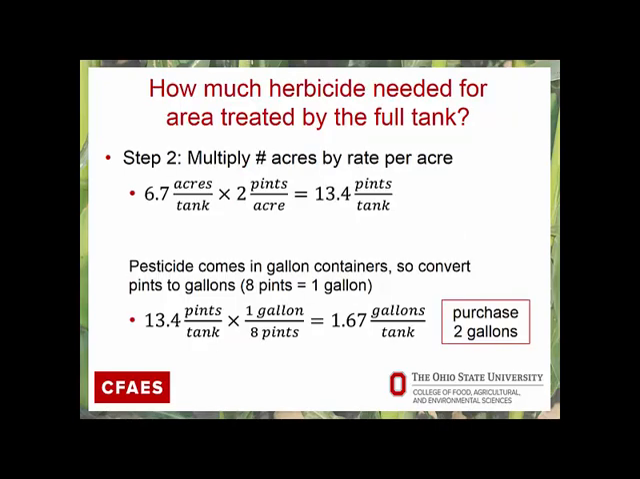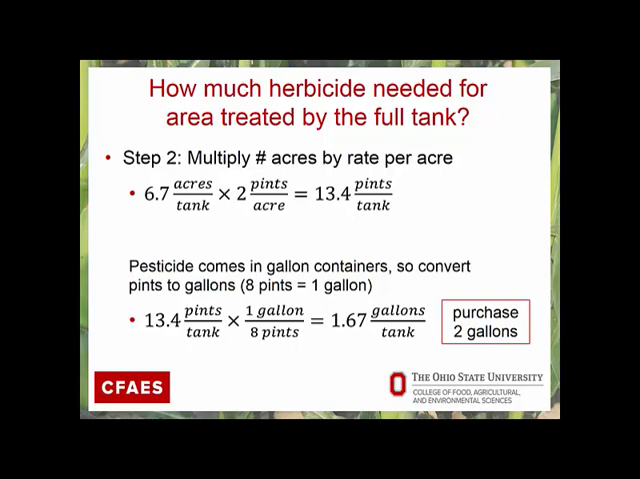Now this problem actually becomes much easier. You know that you're going to be able to treat 6.7 acres with that tank full, and you know your product rate is 2 pints an acre, so you simply multiply those two, and that tells you that you will need to use 13.4 pints of product to mix a full tank.